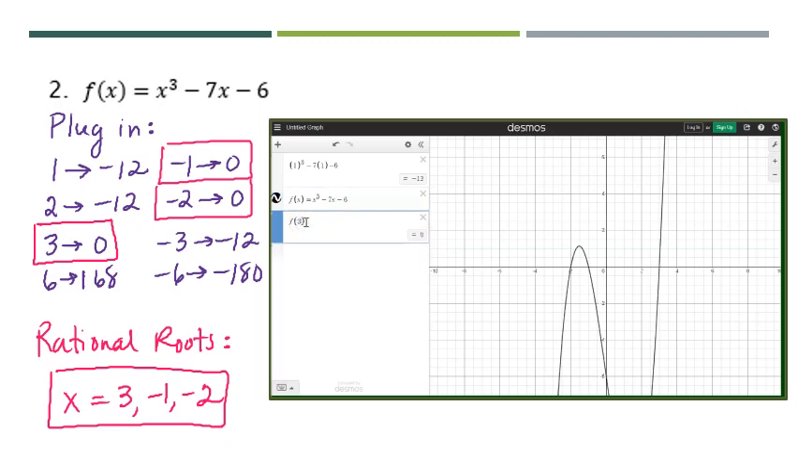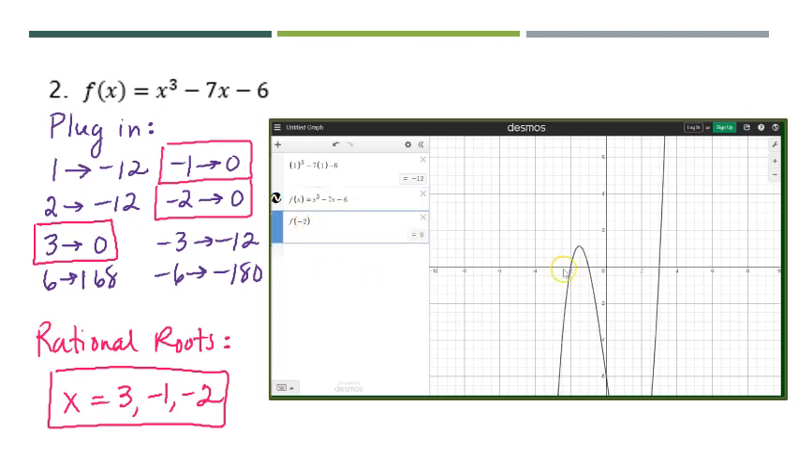Okay, now I'm going to continue on. So I did f of 6. That gives me 168. So that is not a rational root. And you can see that 168 on the left side of my slide. Now I'm going to put in -1. That gives me another 0. And again, you can see it on the graph here. So -1, 0. That's why that is giving me a 0, is because it is an x-intercept.